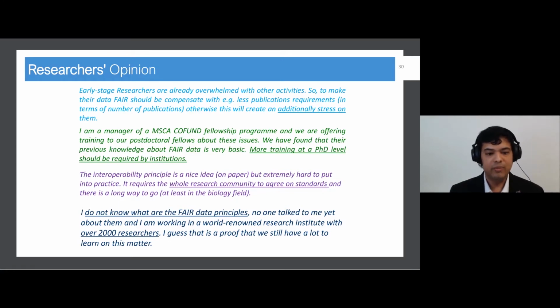Then there was an MSCA co-funded fellowship program manager who commented that the FAIR data training was very basic. There should be more training at PhD level. The third was about interoperability. Maybe it seems nice in a paper. However, the whole research community, based on the topic, of course, needs to actually agree on the standard, which is, of course, very important. Last but not least, one researcher says that he is from a world-renowned research institute, with over 2,000 researchers, and he has never heard of FAIR data.